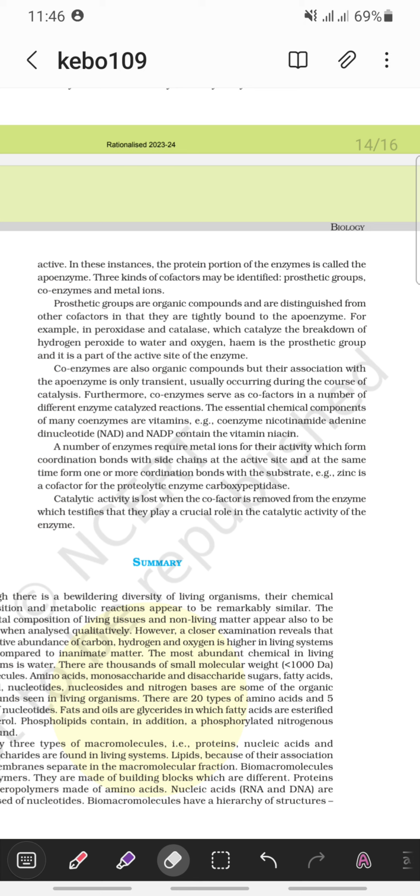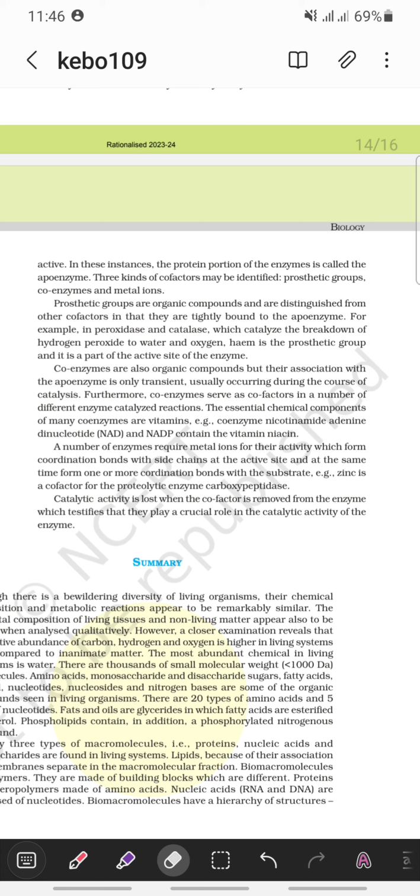For example, in peroxidase and catalase, which catalyze the breakdown of hydrogen peroxide to water and oxygen, heme is the prosthetic group and it is a part of the active site of the enzyme. Coenzymes are also organic compounds, but they are associated with the apoenzymes only transiently, usually during the course of catalysis. Furthermore, coenzymes serve as cofactors in a number of different enzyme-catalyzed reactions. The essential chemical components of many coenzymes are vitamins. Example: the coenzymes NAD and NADP contain the vitamin niacin.